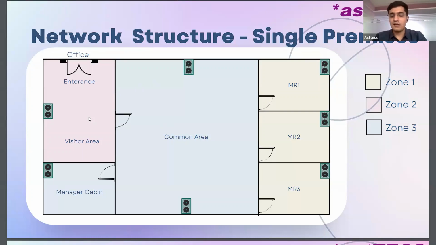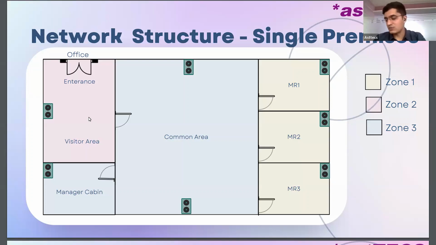Now that you can segregate zones, you can also adjust the speaker volume for individual speakers based on where they are placed in the zone. Take the visitors area, for example. It would require a louder environment compared to the meeting room, so you can individually increase the volume of the visitors area. Also, what is being played.